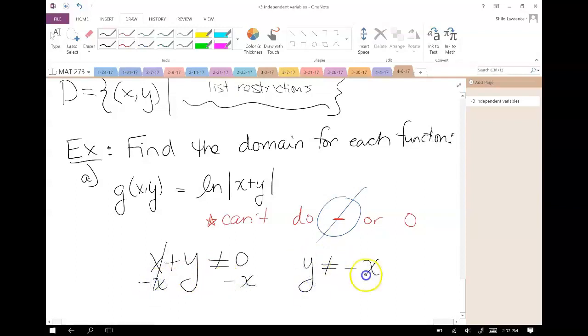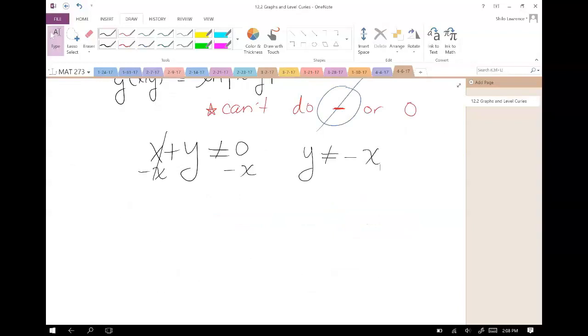Y can't be negative x. If y is negative x, when we add them together inside, we're going to get a 0. So if y was 2 and x was negative 2, or if y is 5 and x is negative 5, or if y is 1/3 and x is negative 1/3. So it's an entire list of numbers that's not going to work. Y can't equal negative x.